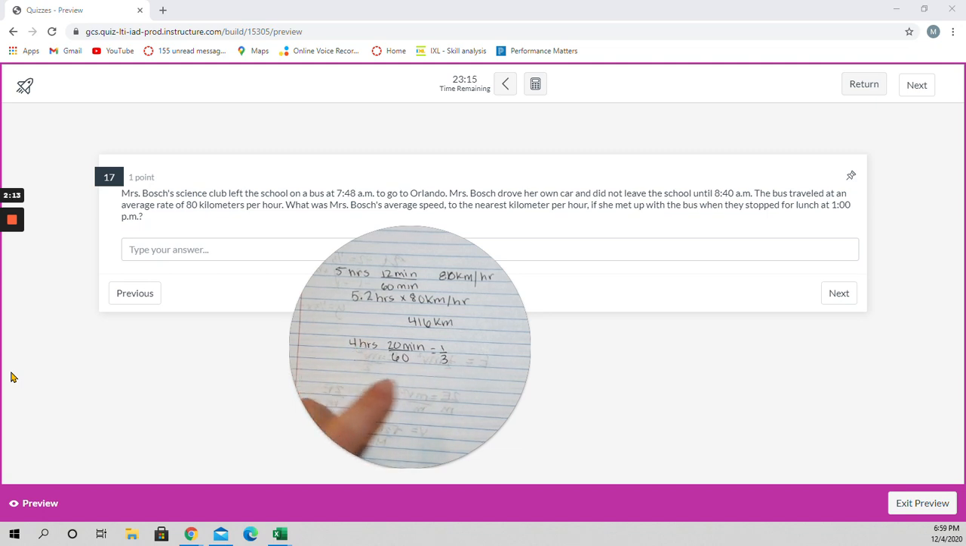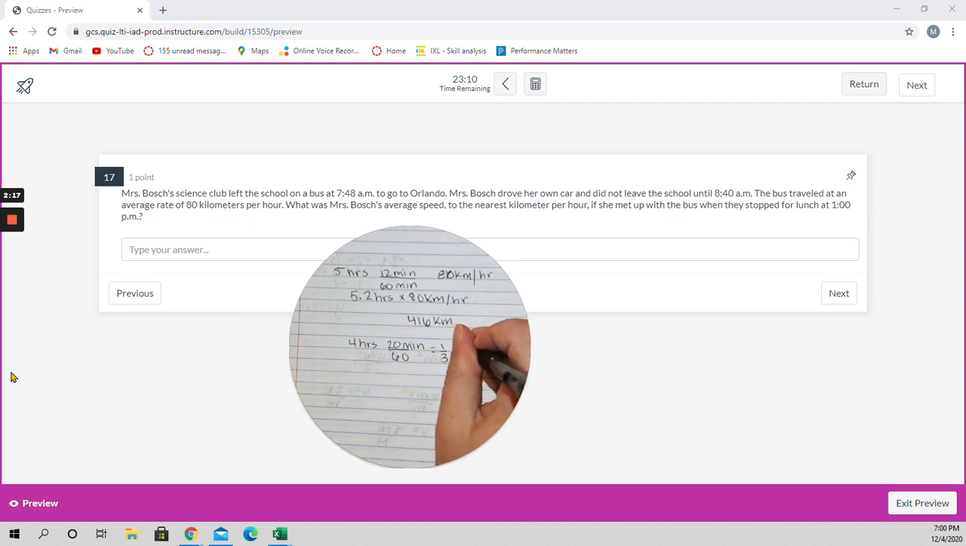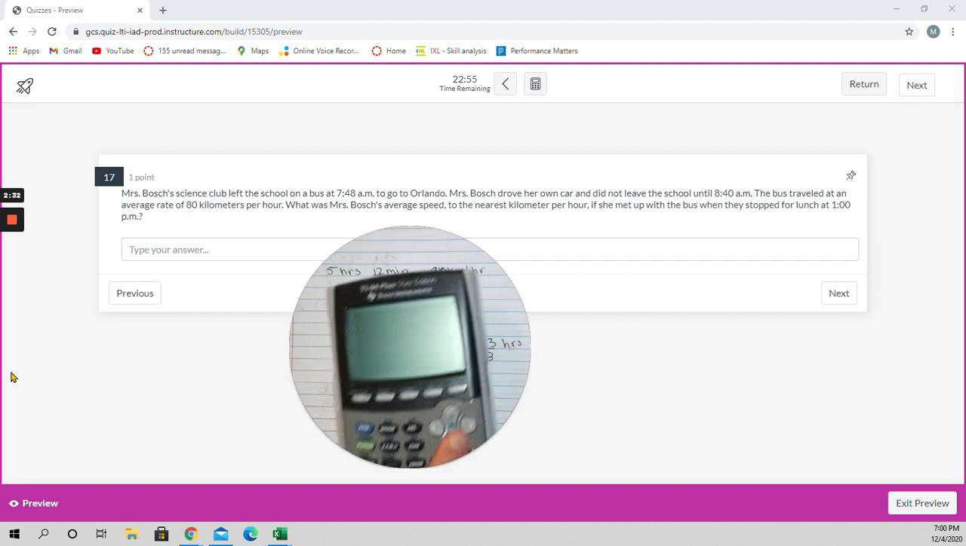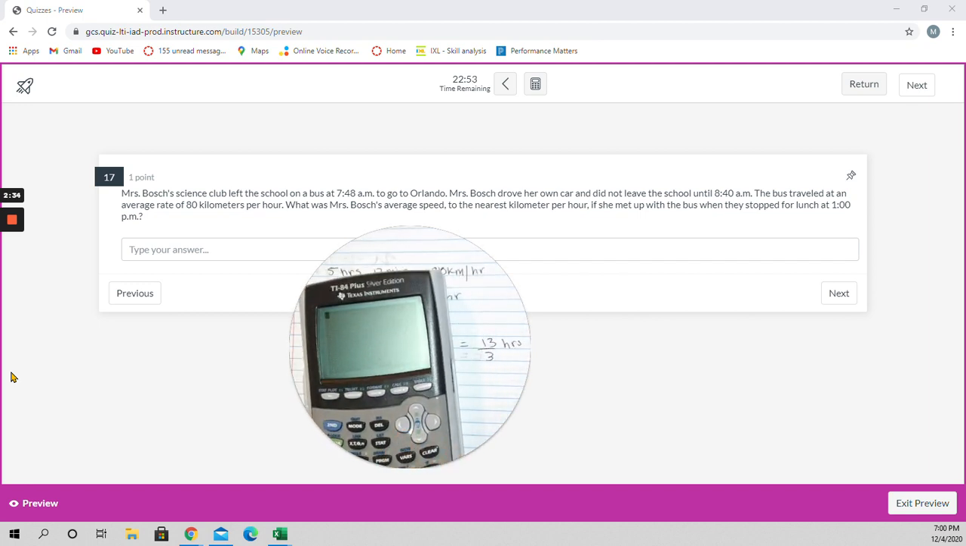as a fraction. So 3 times 4 is 12 plus 1. So she was traveling for 13/3 hours. And we know she met up with them at 1, so she also had to go 416 kilometers. So to figure out her speed, I'm going to divide her distance by her time. So 416 divided by 13/3 equals 96 kilometers an hour.